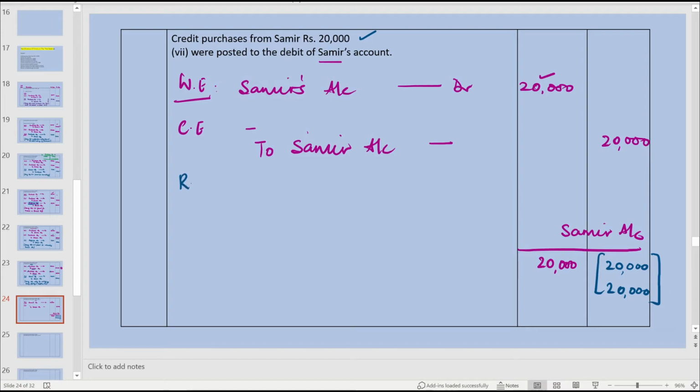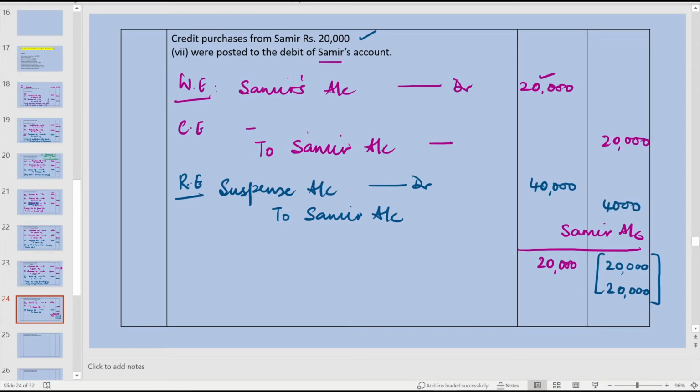So my rectification entry would be, now since only one of the accounts is getting affected, I am going to use suspense account. So I will say suspense account debit to Samir account with 40,000. As I have explained, to nullify the effect, first 20,000 has to be passed and then the next 20,000 is to do the correct entry, and then write the narration.